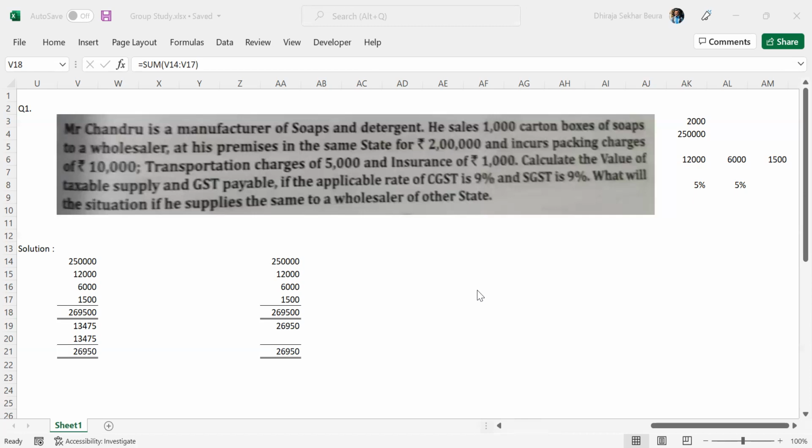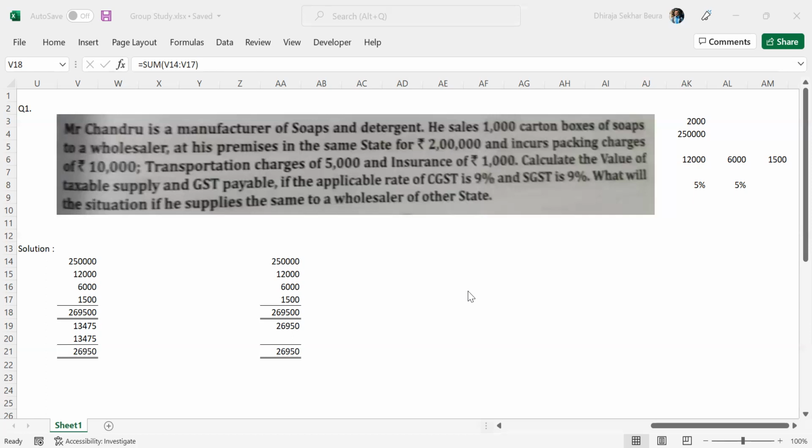No. IGST is always the total of CGST plus SGST. If you are doing interstate sales, then IGST is going to get applied. There is another context: what will be the situation if the supply is to a wholesaler of another state? It is the same, CGST plus SGST makes integrated GST. If they had given some number instead of 18%, we can assume 9 plus 9 is 18%. If they had given 20%, we would not use 18%. IGST is the total of SGST and CGST.